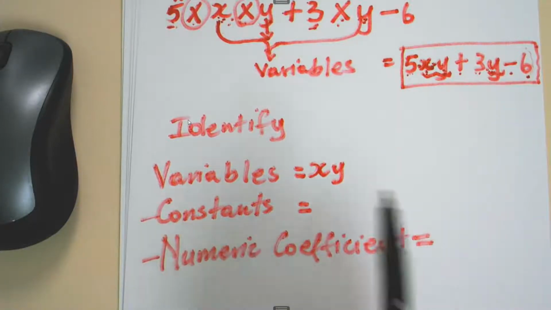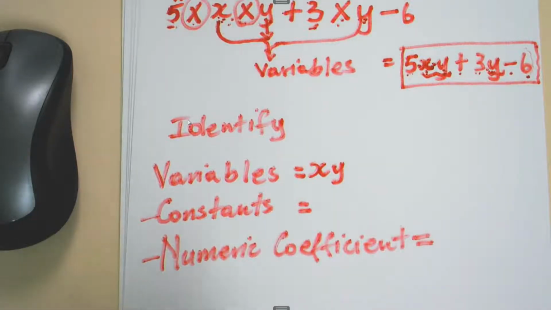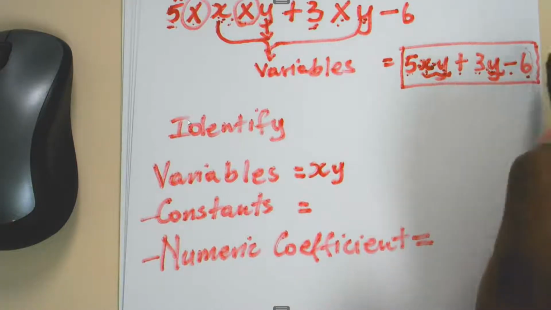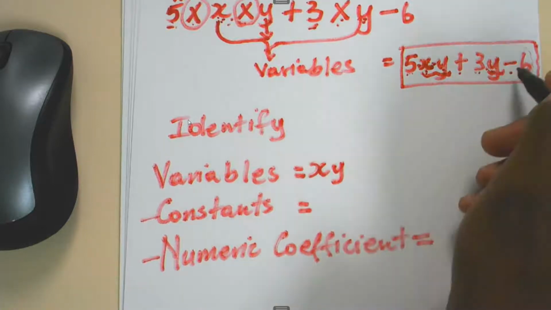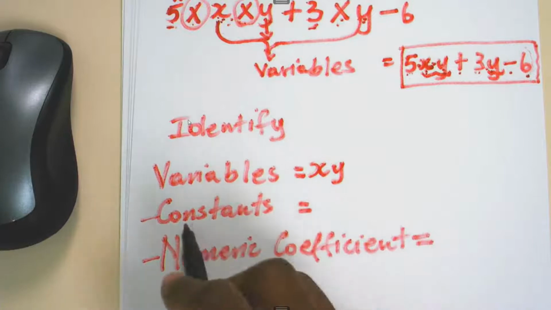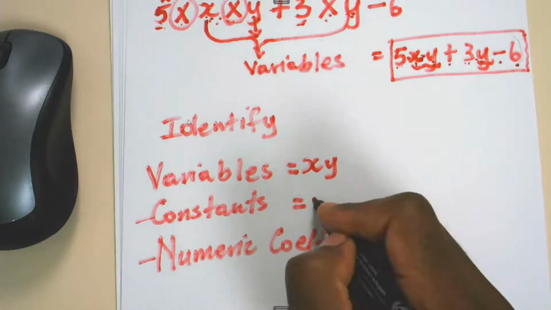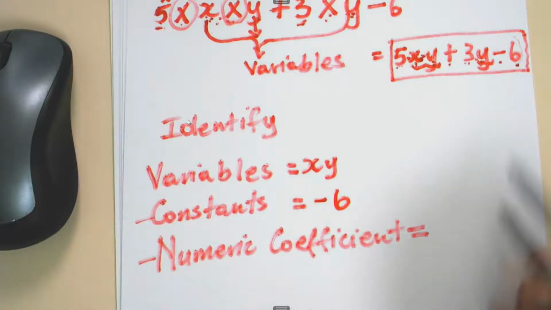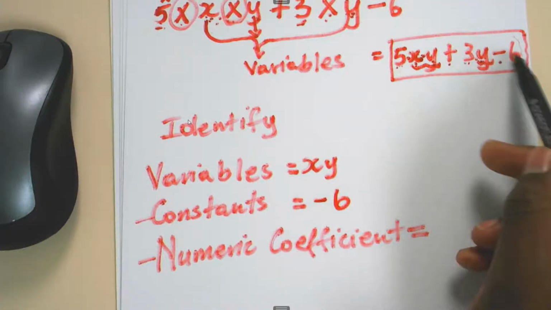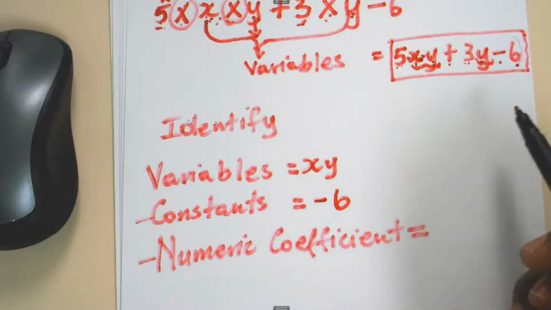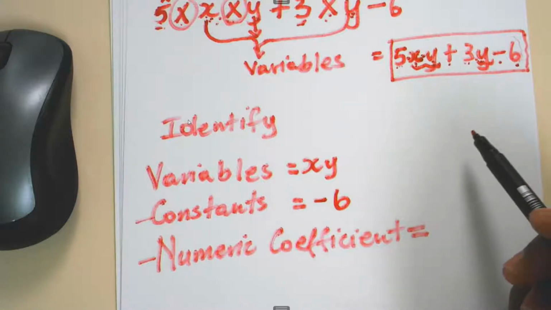But now let us be careful. This number has got a sign next to it. If it has got a sign like this next to it, we take it together with its own sign. So it will mean that our constant is equal to minus 6. Because remember, before this 6 there was a minus sign, so it will mean minus 6.